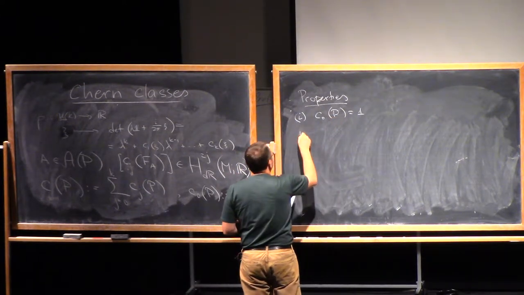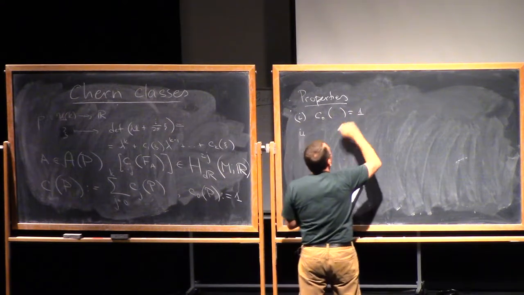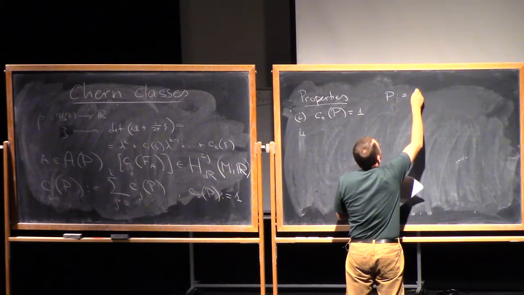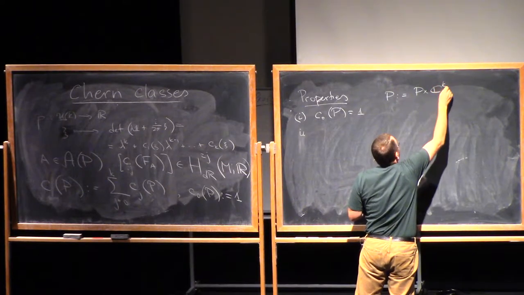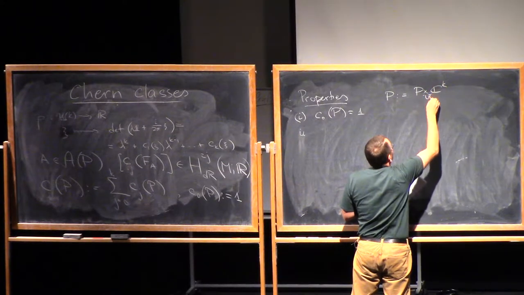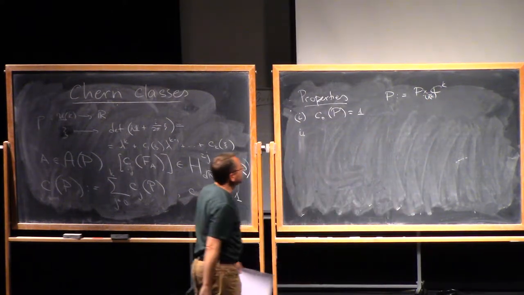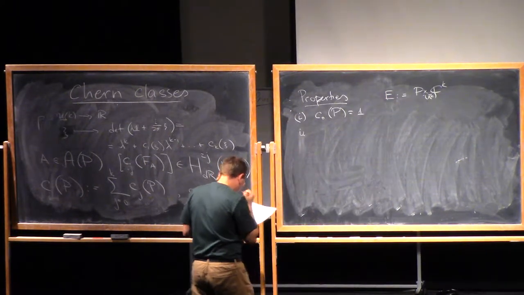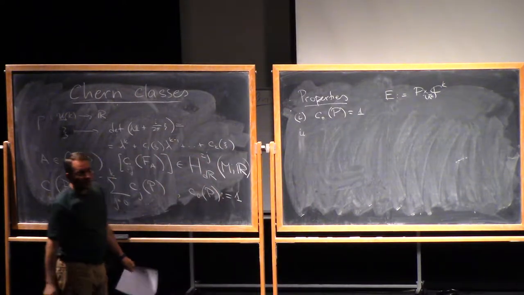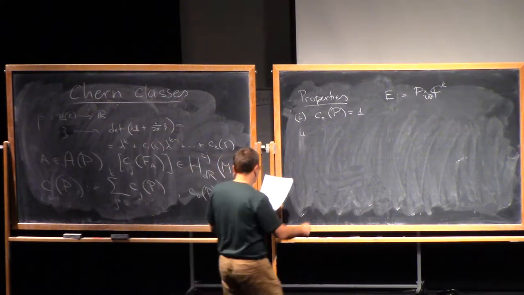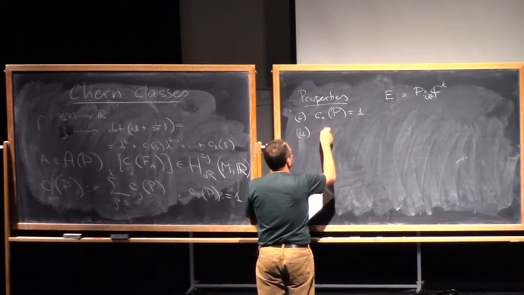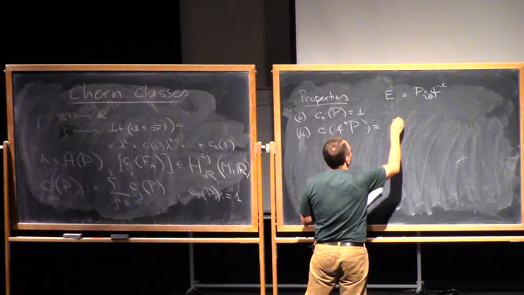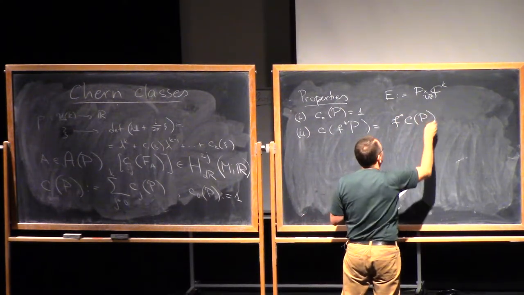For any principal bundle, if you have a principal U(k) bundle, we can always construct the associated vector bundle, where the action of U(k) on C^k is the tautological one. This is now a vector bundle, so let me denote it by E. So I can talk about Chern classes both for principal bundles and for vector bundles. And if you consider the Chern class of the pullback bundle, this is the pullback of the Chern class of the initial bundle.